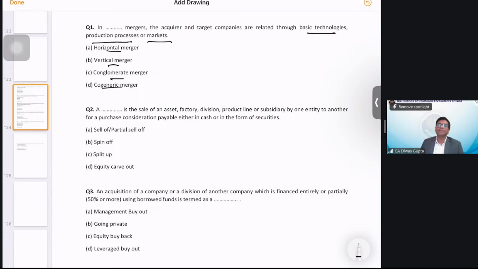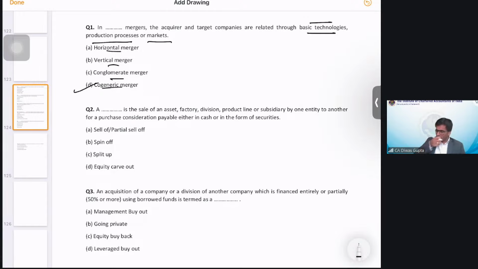Okay, one answer has come. No, A is not the right answer. The correct answer here is D, because they are related through basic technologies, production process, or markets. They're not exactly belonging to the same market. Okay. Then question number 2.